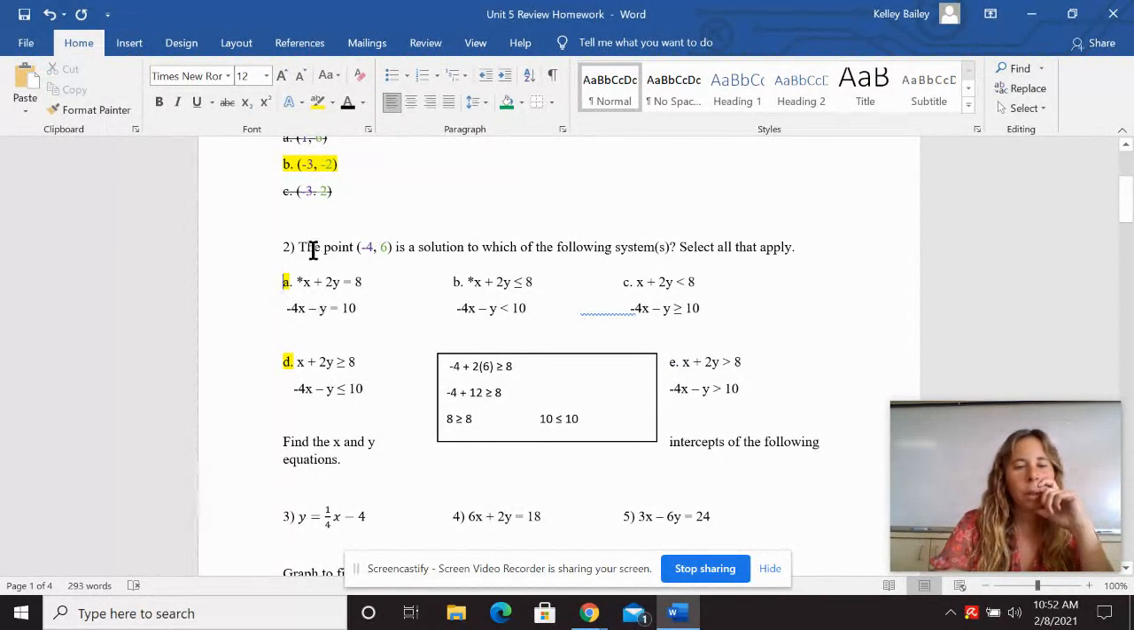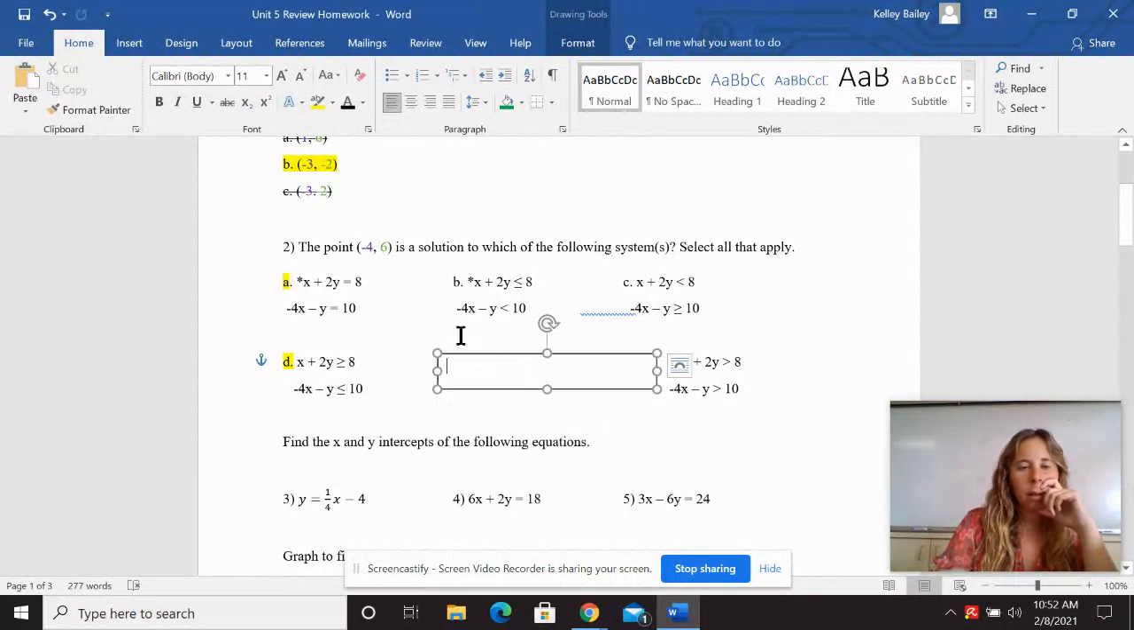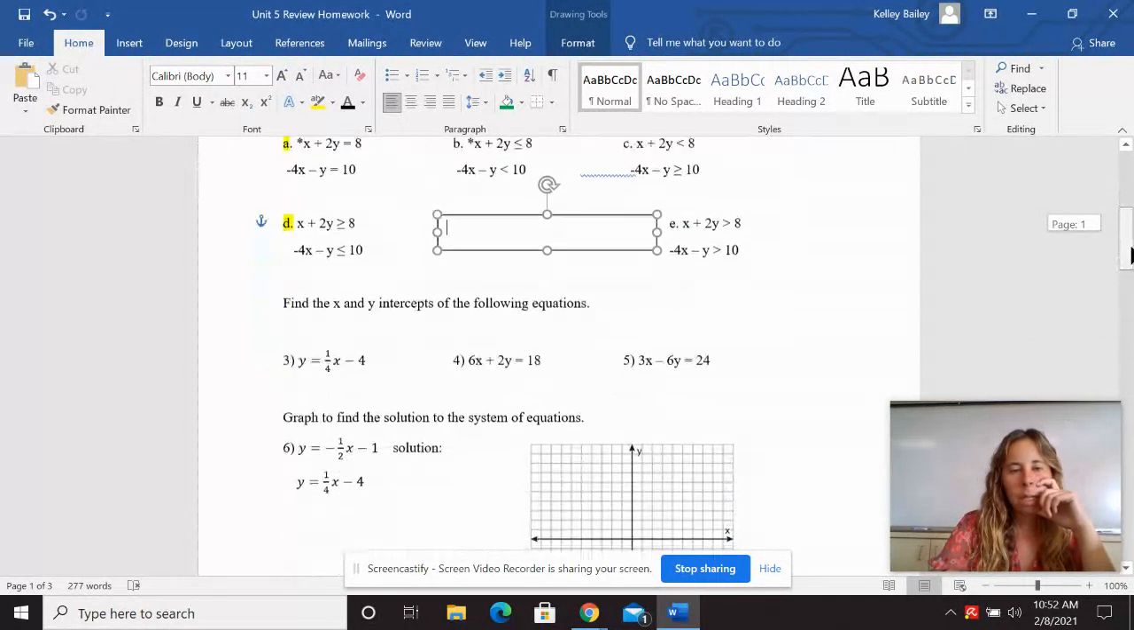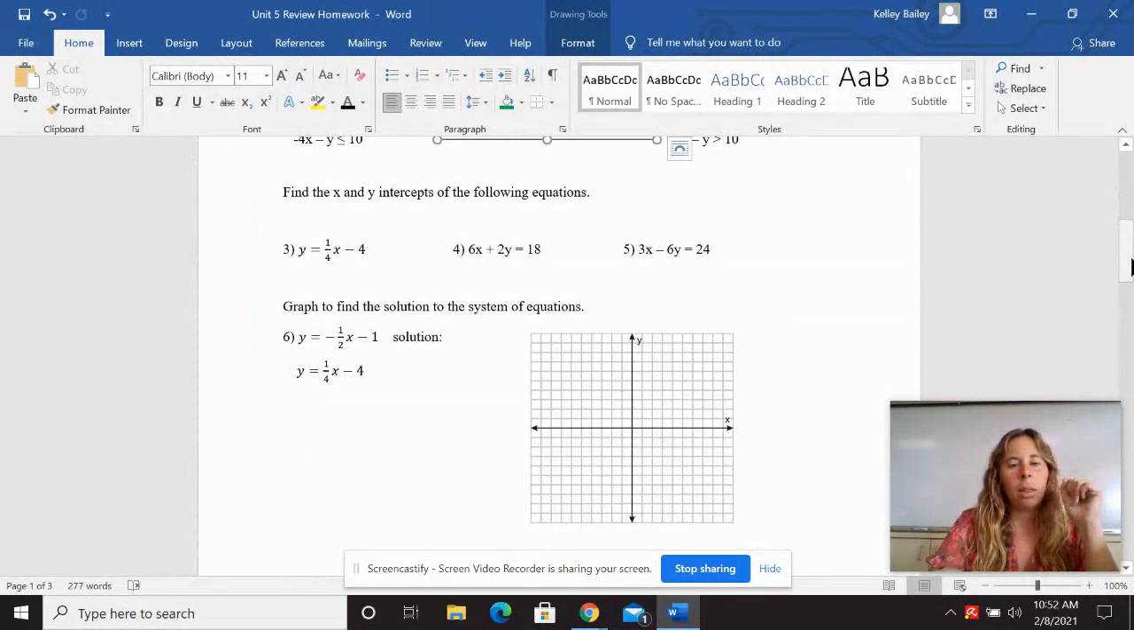Okay, so your answers for number 2 are A and D, and that's it. So this is a solution to both A and D. Alrighty. 3 through 5, you're finding the x and y intercepts.